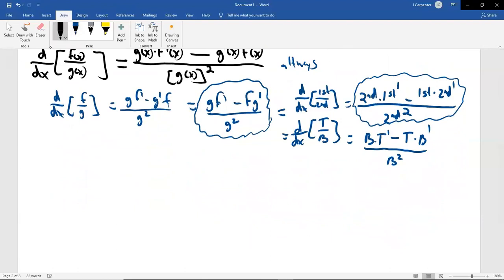Example. What do we have for example 2? Yes, we are. Guess what we're going to do? Find the derivative.